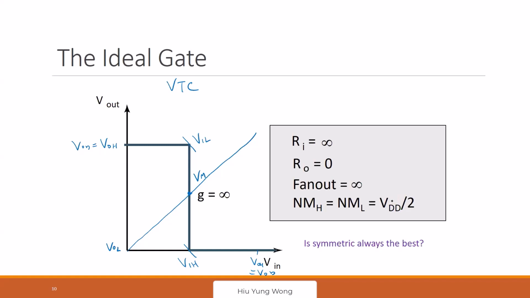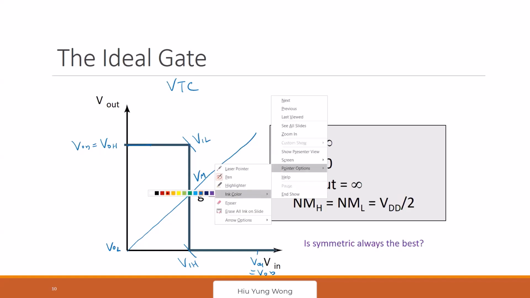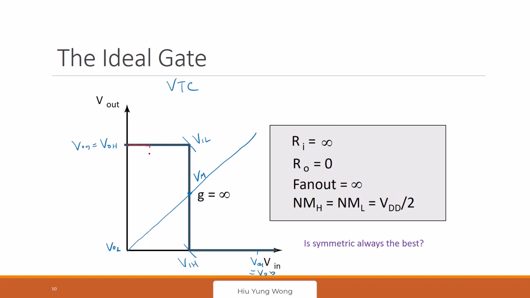I mean, what I'm trying to say is, can we have a curve like this? Still, everything is very ideal, except that we have this one. If I have a curve like this, this is non-symmetric. Do you think this is a good one? It's an open question.